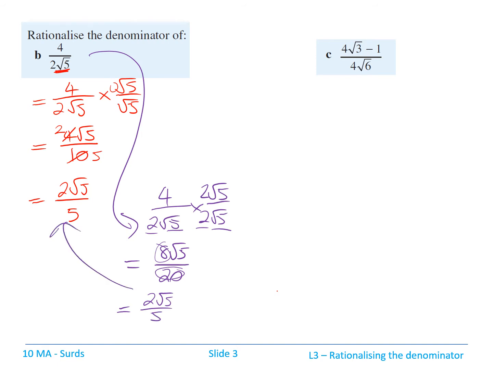But all we're doing, when we multiply it by 2 over 2, we're just adding something in that we have to simplify at the end. Sometimes you won't have to simplify top and bottom. But if you do this, you will always have to simplify top and bottom.